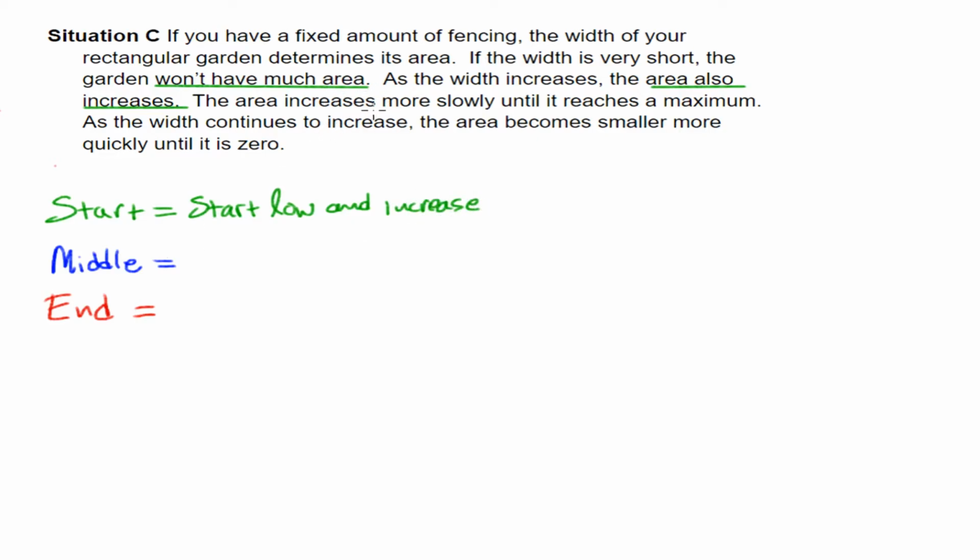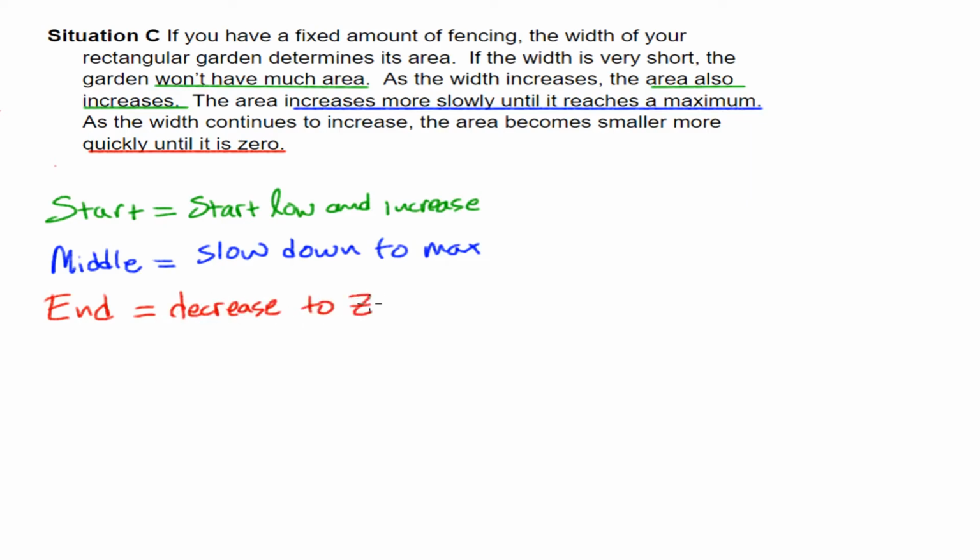Then in the middle here, we're actually going to increase more slowly until it reaches a maximum. So it'll be slow down to max. And then in the end, as the width continues to increase, the area becomes smaller more quickly until it actually reaches 0. So then I'm going to decrease to 0.